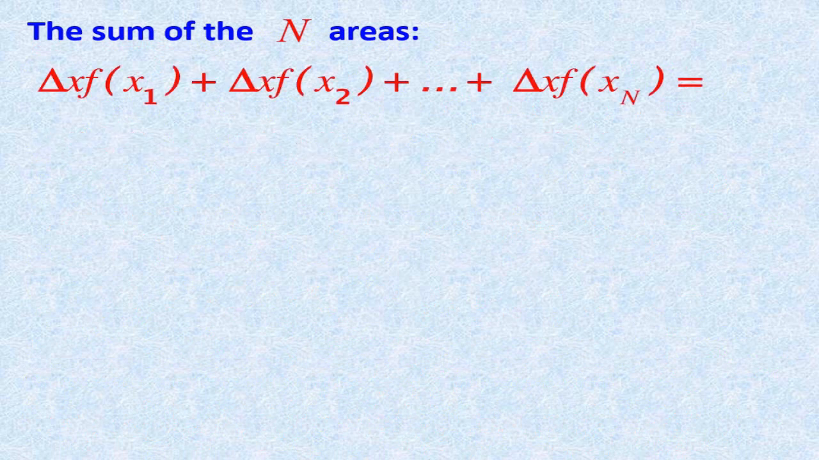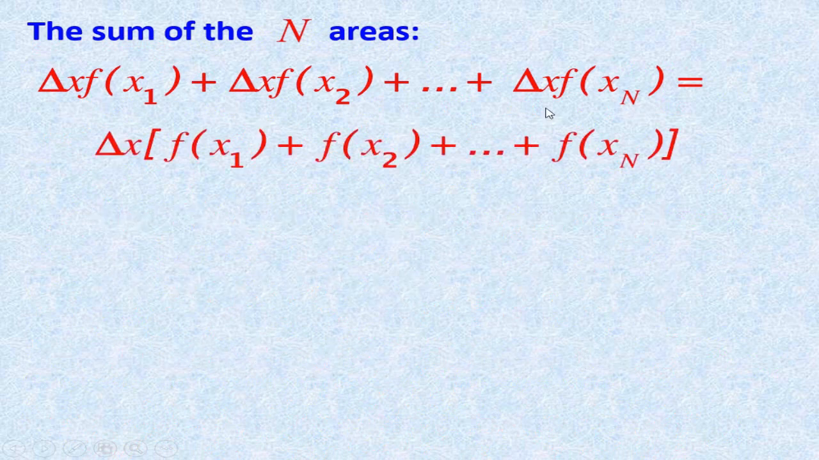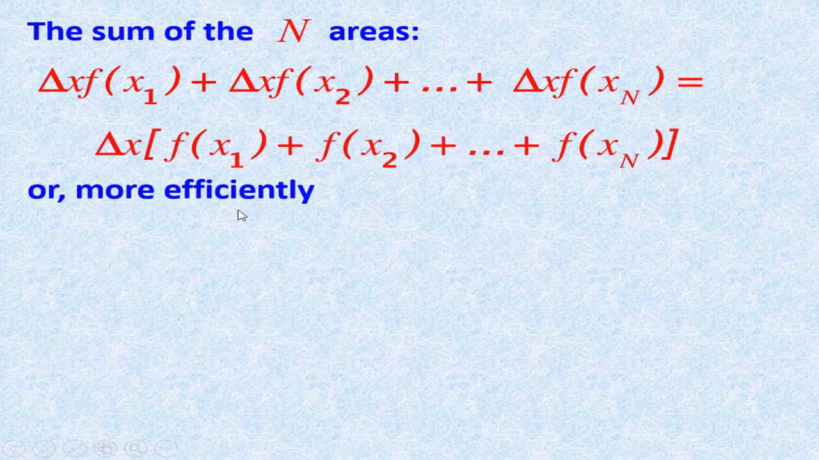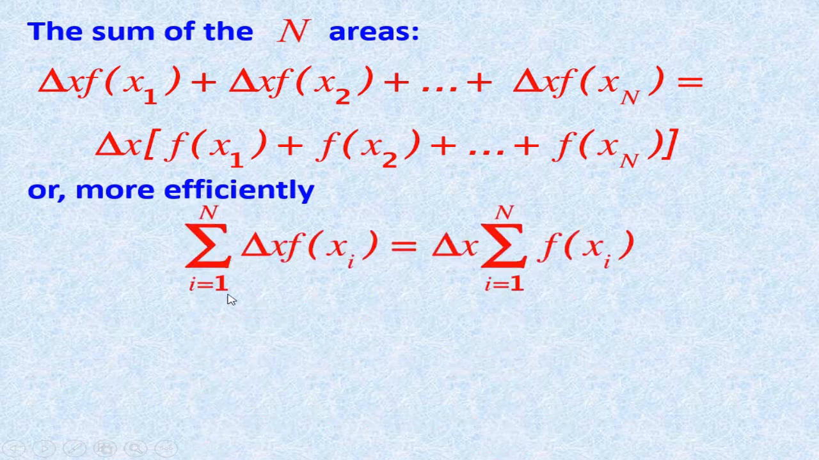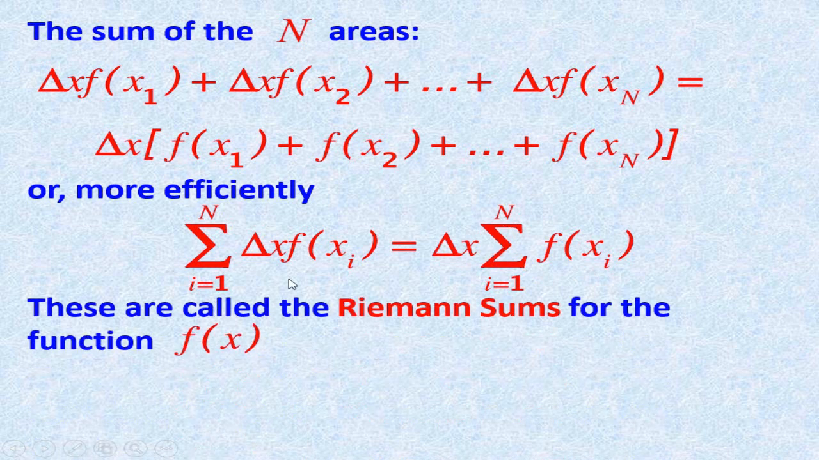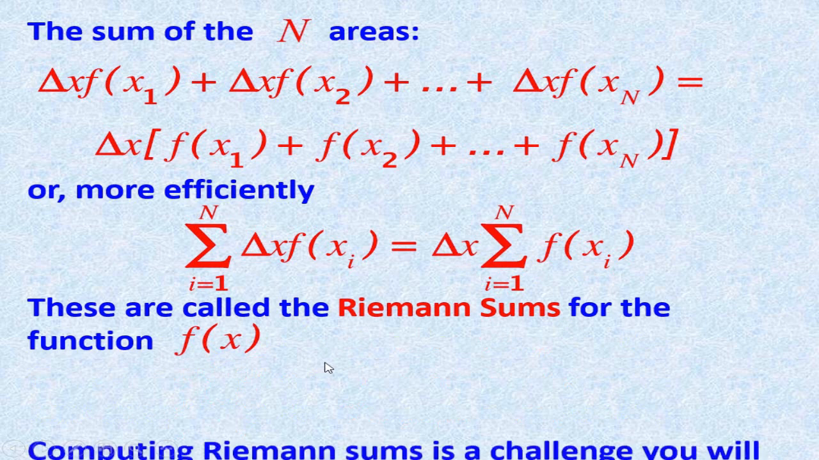The sum of the n areas, so we add them, and then we see that the change in x is constant. Then we can factor out change in x, f of x sub 1 plus f of x sub 2, and so on. Or more precisely, we can have the summation from i equals 1 to n, where i starts from 1 to n. That is factorable: change in x, and f of x sub i, where i starts from 1 up to n. So, we multiply, and that is change in x times the summation of f of x sub i, i from 1 to n. Thus, these are called the Riemann sums for the function f of x.